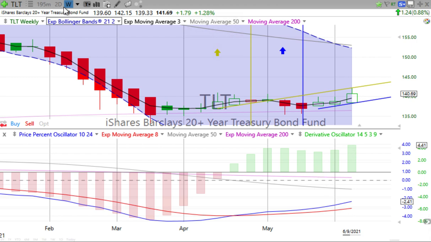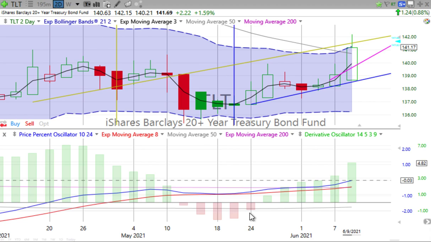Derivative oscillator gaining momentum. Go to the 2-day chart rather. That's where we can really see a big green up candle with that price percent oscillator spiking away from the red signal line, derivative oscillator heading up. That's nice to see on bonds.